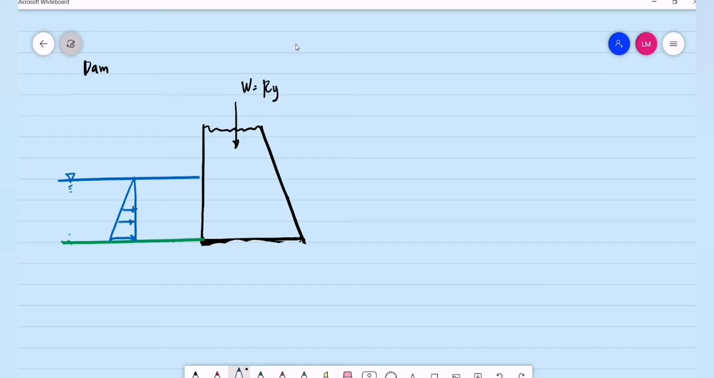Exerted by the retained water. So let's say this is the hydrostatic force. How do we compute for hydrostatic force? That is the gamma bar H times the area.